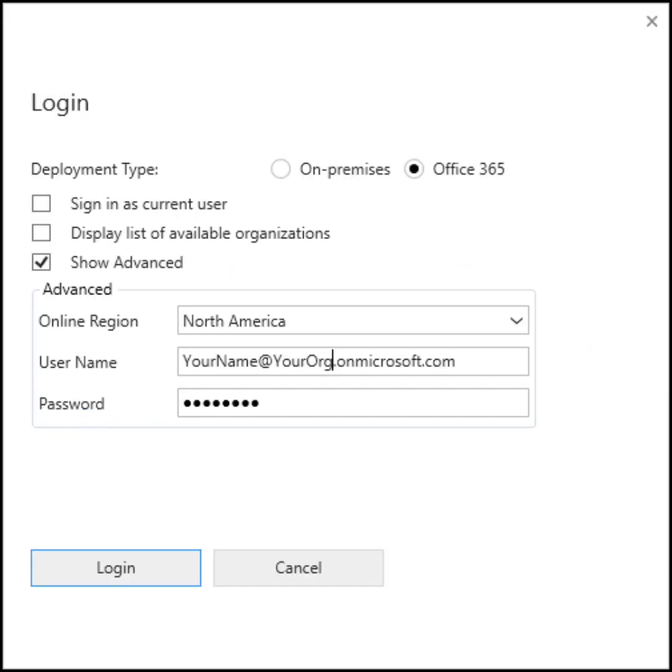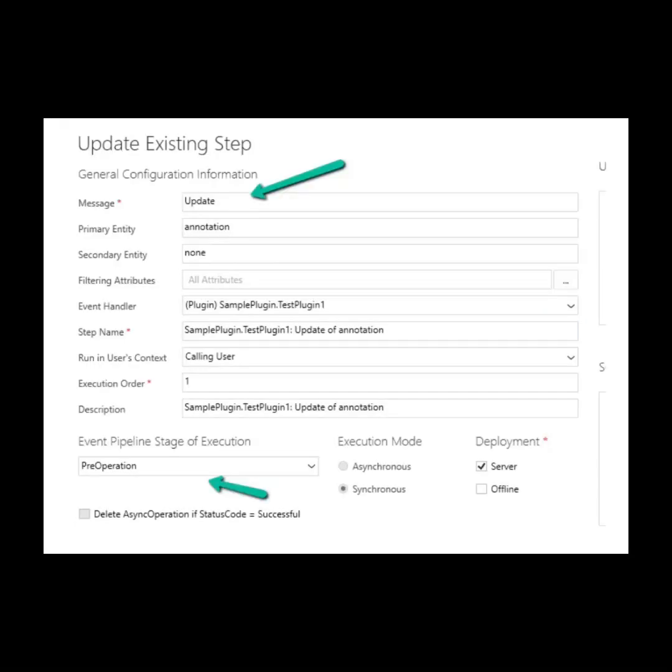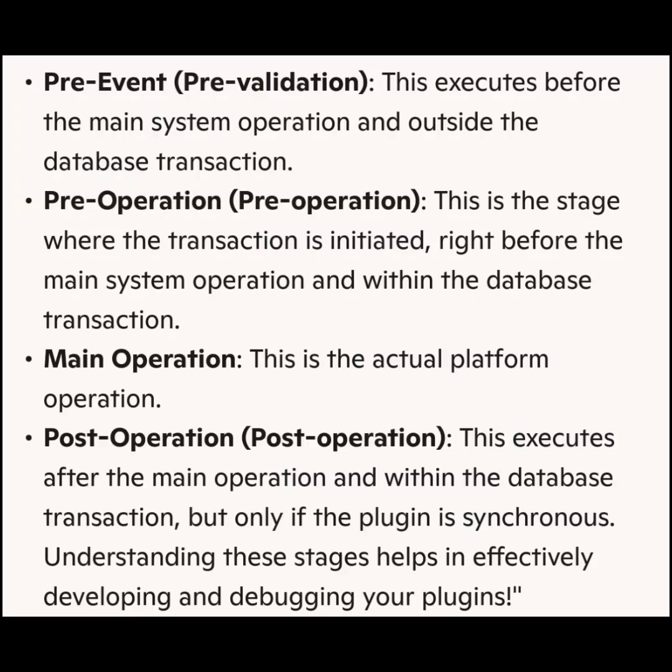So the first question is, when is the transaction initiated in the plugin execution cycle in Dynamics 365? Well, it happens during the pre-operation stage. This stage occurs before the main system operation and is within the database transaction. Here's a quick overview of the stages.